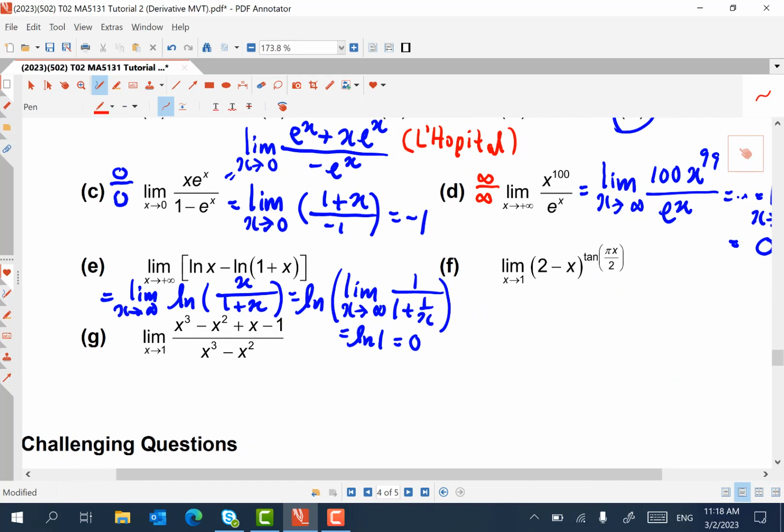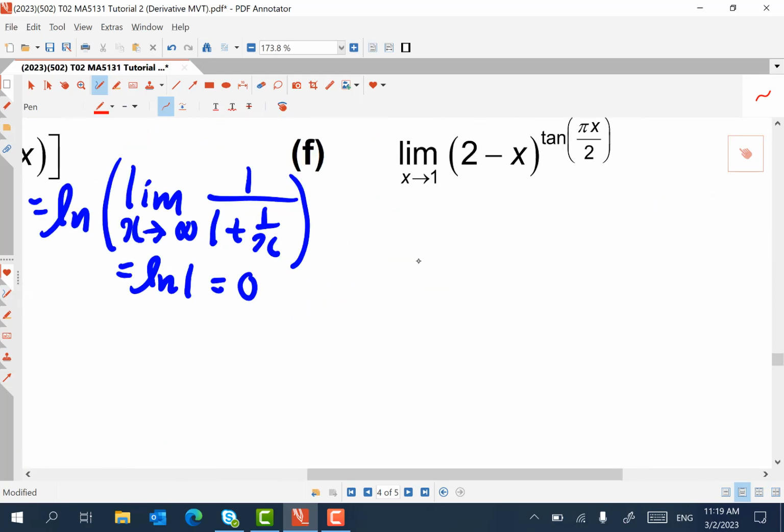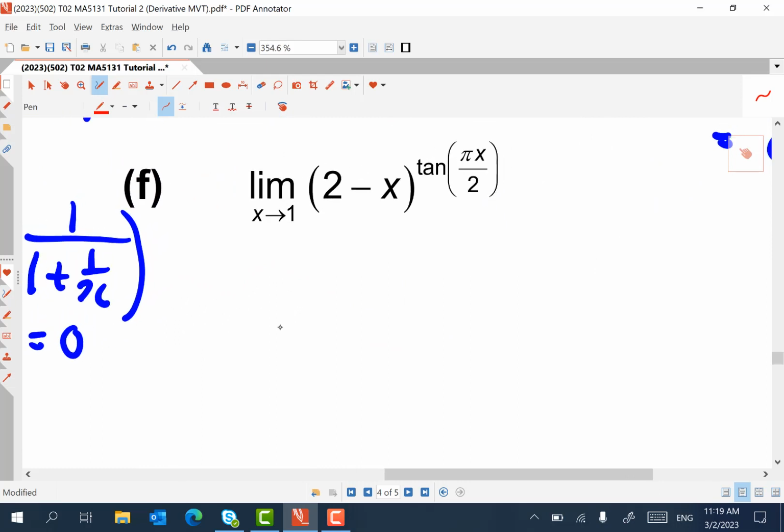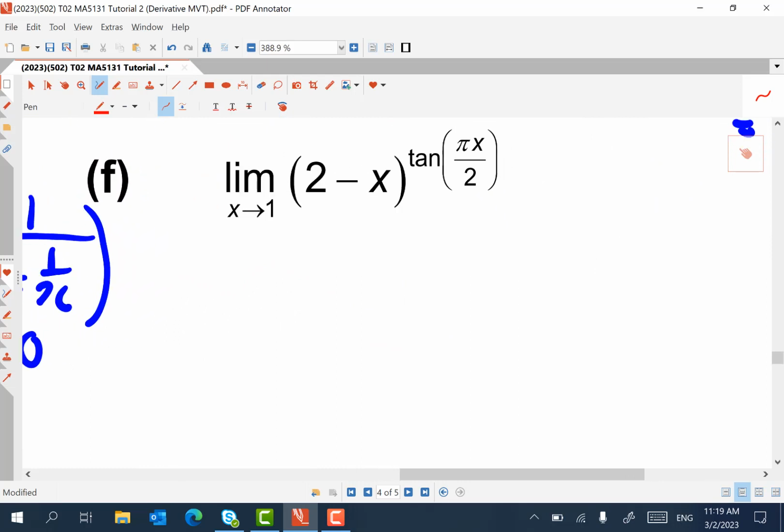Okay, part F. Let's invite someone to do part F. Anyone wants to do part F? Is there any part F taker? Okay, Ting Wei suggested she herself. Ting Wei, just try part F. I have faith in you. Go. Part F. Write higher up, so that people behind can see it.